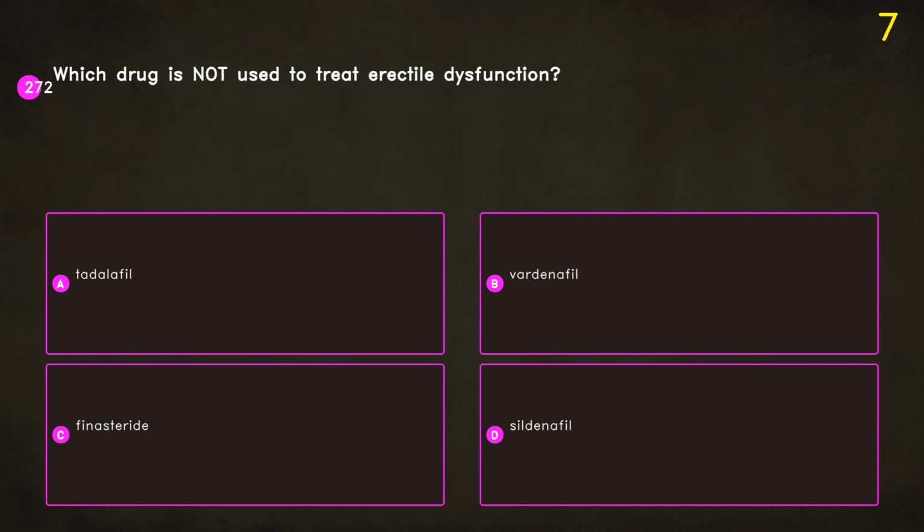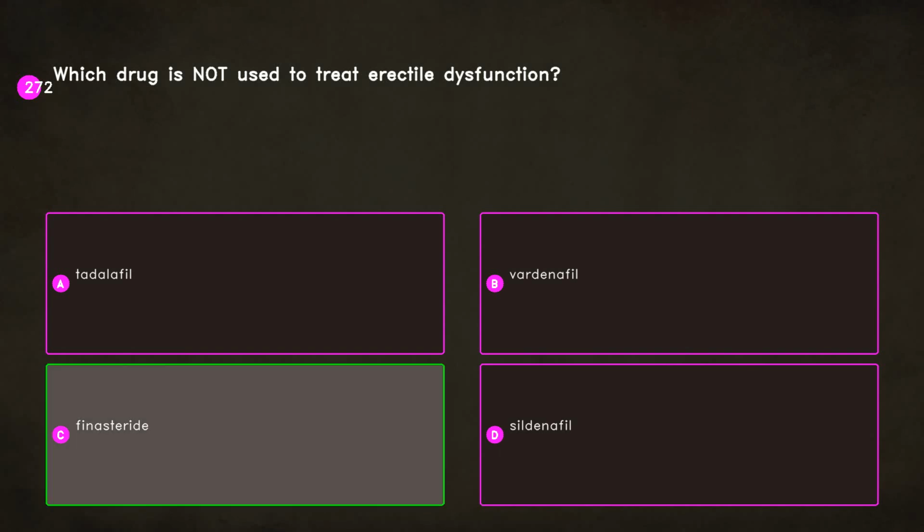Question 272. Which drug is not used to treat erectile dysfunction? A. Tadalafil, B. Vardenafil, C. Finasteride, D. Sildenafil. The correct answer is finasteride.